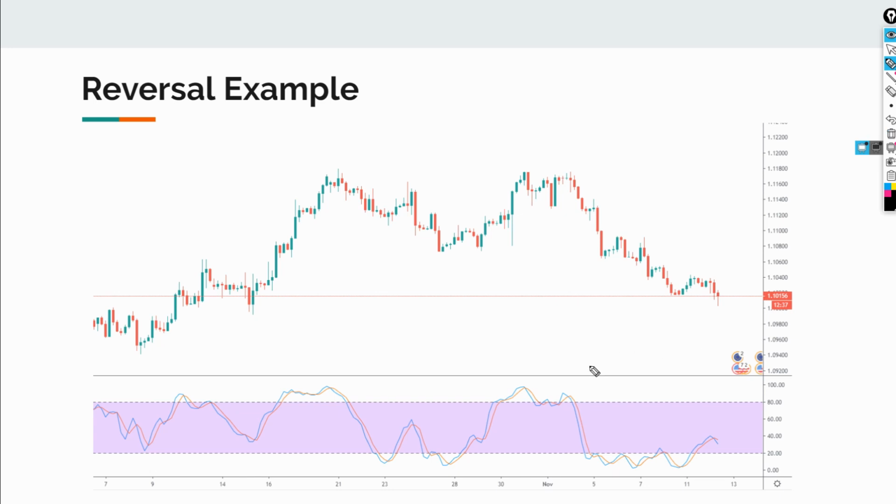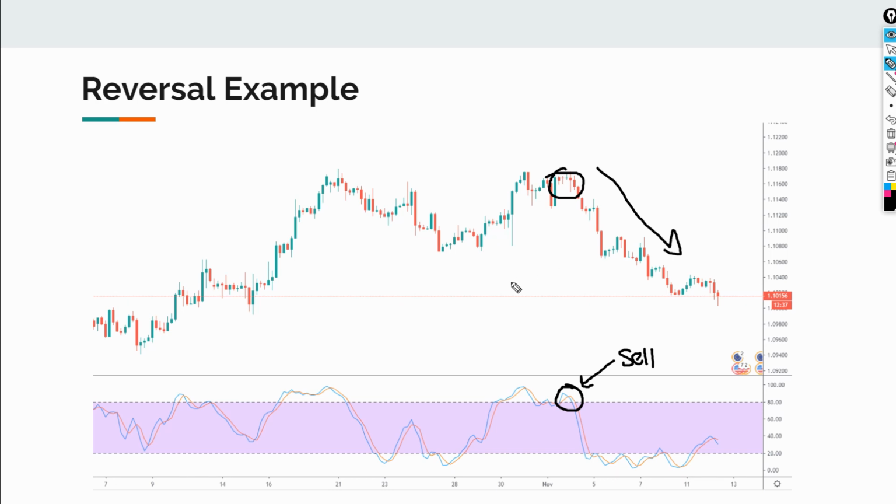We also mentioned that we can look for crossovers on the percentage K and percentage D lines, like this one, which gave us a beautiful sell signal, right around this area up here. Right, showing the momentum was starting to shift to the downside prior to when price actually started moving down. So that's one way that we can look for potential reversals.